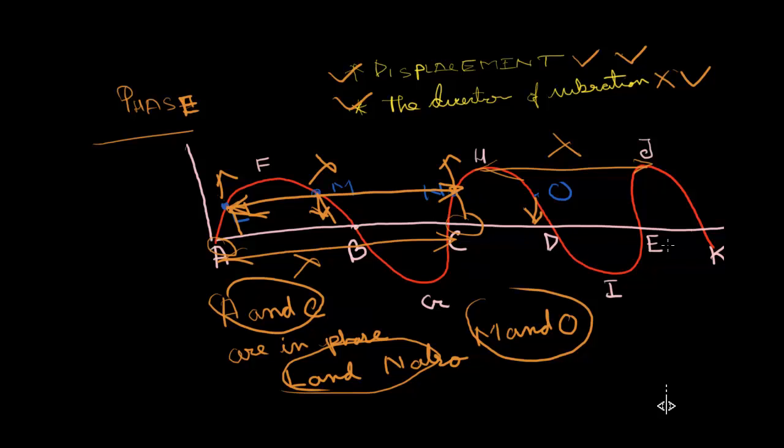Now what about D and E? D and E have the same displacement, but here the direction of vibration is downward, but here it's upward, so they are not in the same phase. So we cannot say that the distance between D and E is the wavelength, because their direction of vibration is not the same, so they are not in the same phase. So this is the concept of phase which you need to understand wavelength better.